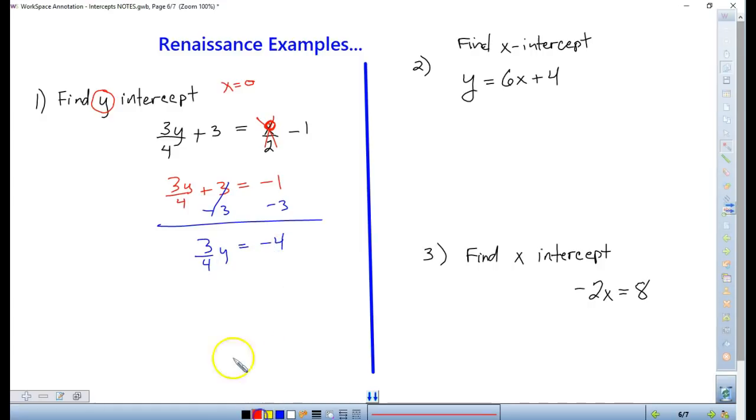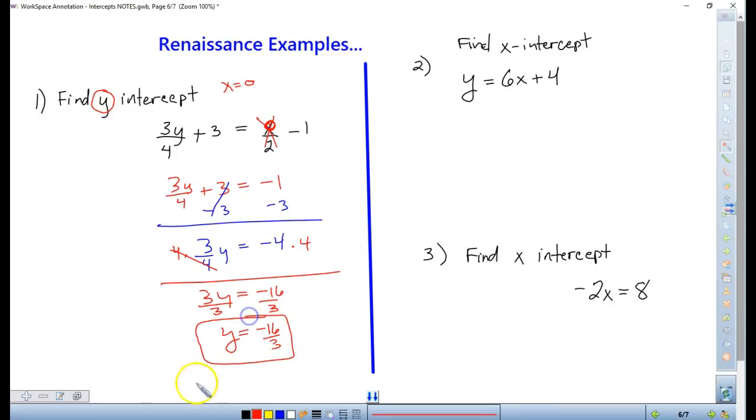Then we want to clear the fraction, so we'll multiply both sides by 4. So we get 3y equals negative 16. And then we'll divide by 3. And we'll get y equals negative 16/3. And you might have to reduce that fraction, or they may show it as a mixed number, probably not, but they might. So you'd think, how many times does 3 go into 16?